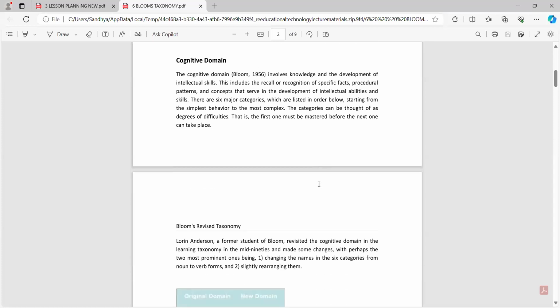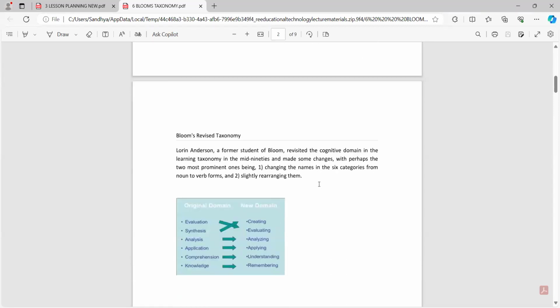According to Bloom's, there are 6 levels of cognitive domain ability development. How many levels? 6 levels. Don't look at the first column, that is the original one. In the original cognitive domain, you have nouns: knowledge, comprehension, application, analysis. But later on, it's revised.